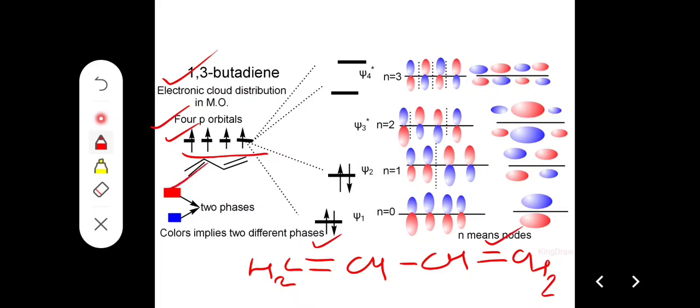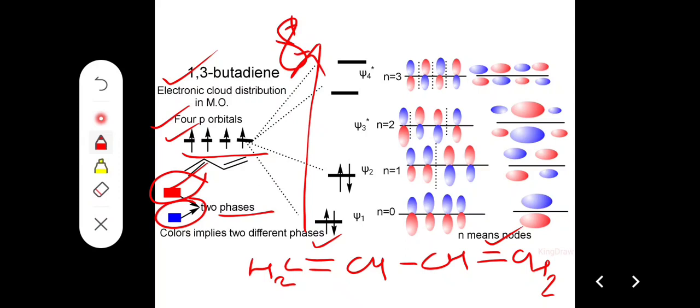Now these 2 colors give 2 faces. Sometimes you can use plus and minus for the lobes to show the variation: plus is one face, minus is another face. Now we consider the energy diagram with defined wave functions: psi 1, psi 2, psi 3, psi 4.